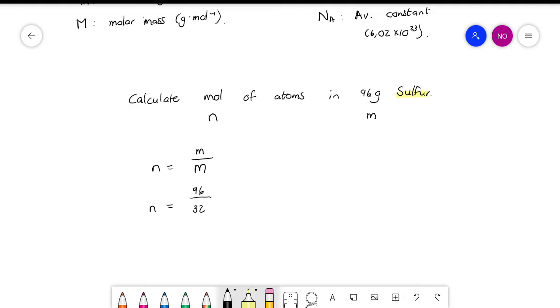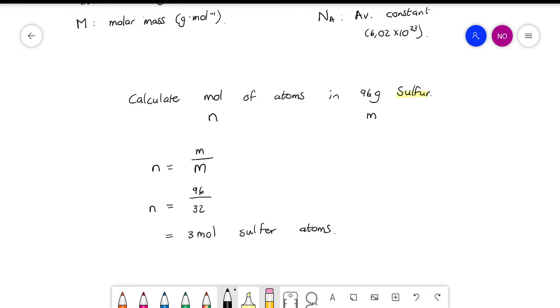Okay, goed. So ek het nou daarvan afgeweeg 96 gram. Ek wil weet in dit hoeveel mol van die swaal het ek nou. And then when you do that, you just say that's 3 mol sulfur atoms. Why am I saying sulfur atoms? Because we are working with atoms now. Okay.